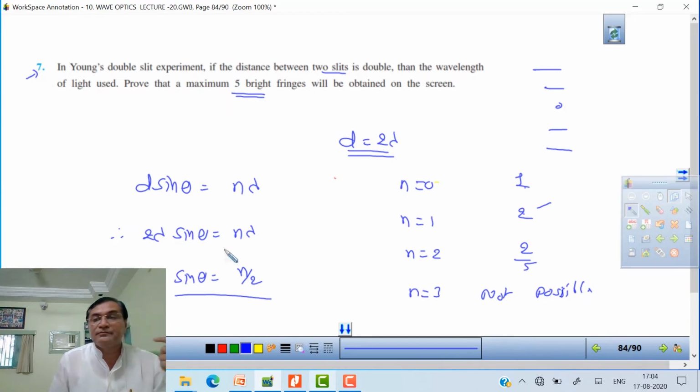Again it is a good question. Here something else may be given, the width may be given in another way. Suppose it is 3 lambda, then it is n by 3, then you will get 3 possible values of n, so you will get 7 likewise.